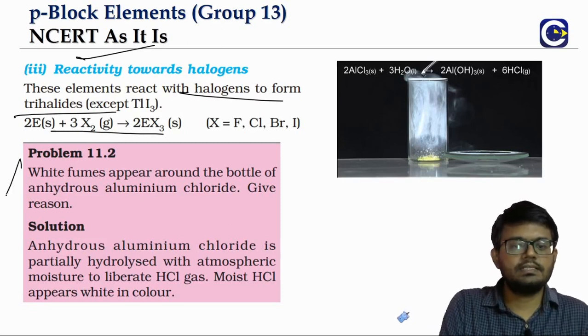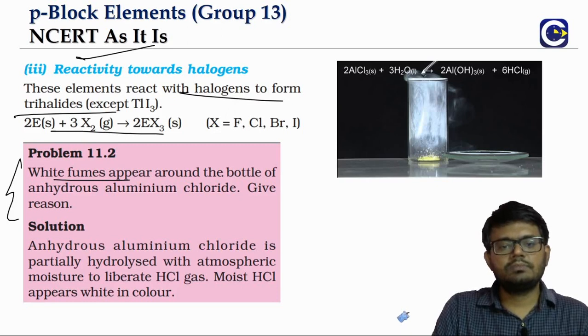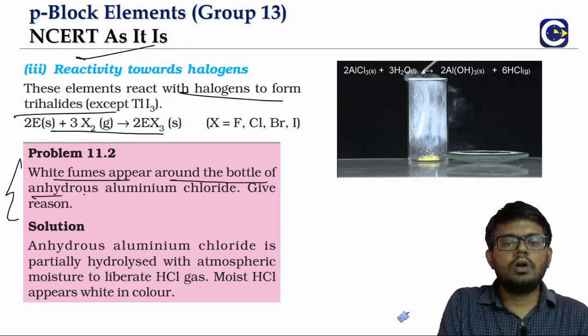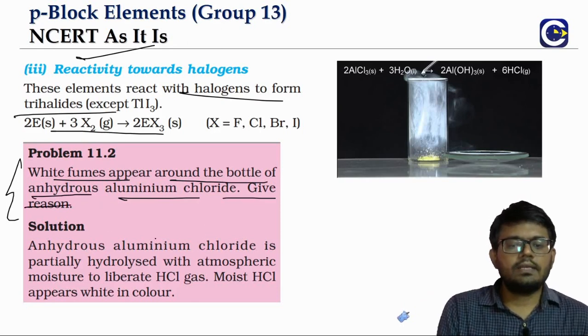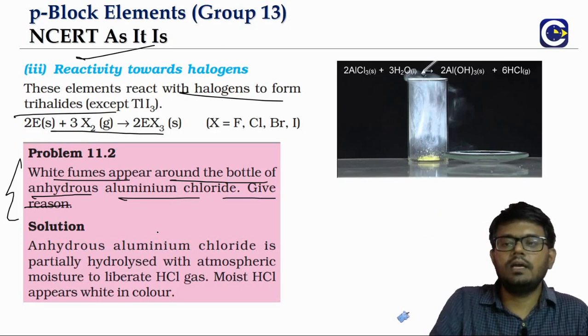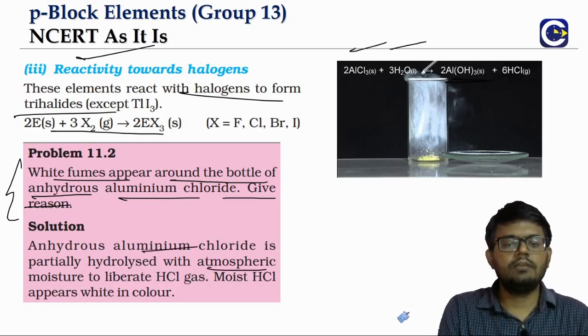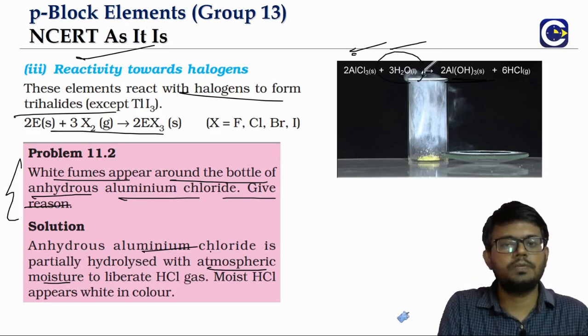If you look at the reactivity with the halogens, these elements will be able to form trihalides. Now this is another interesting question. I think in one of the previous exams, not just one entrance examination but a couple of exams, they have asked this question: why do fumes appear around a bottle of anhydrous aluminum chloride? When you have anhydrous aluminum chloride and you just open it, the aluminum chloride will get hydrolyzed. There will be a reaction of aluminum chloride with the moisture from the atmosphere.